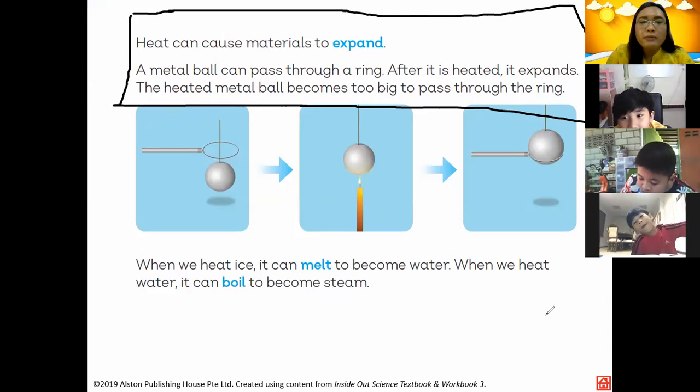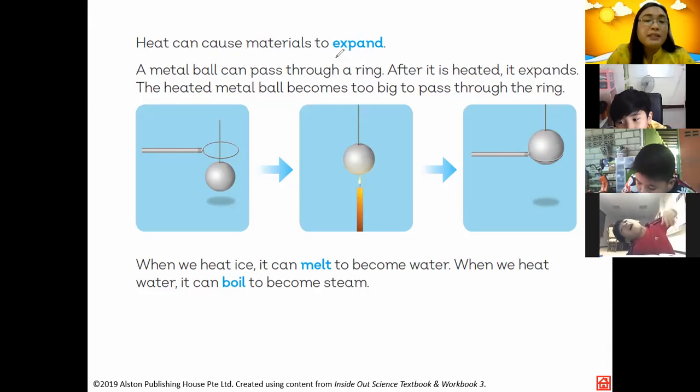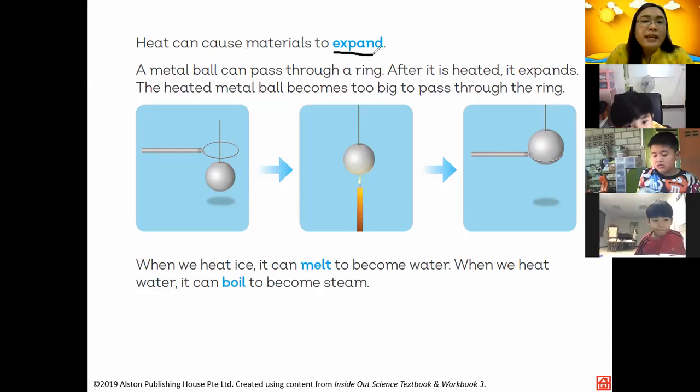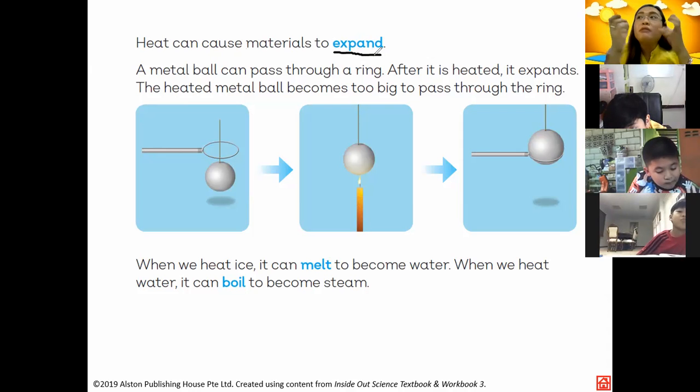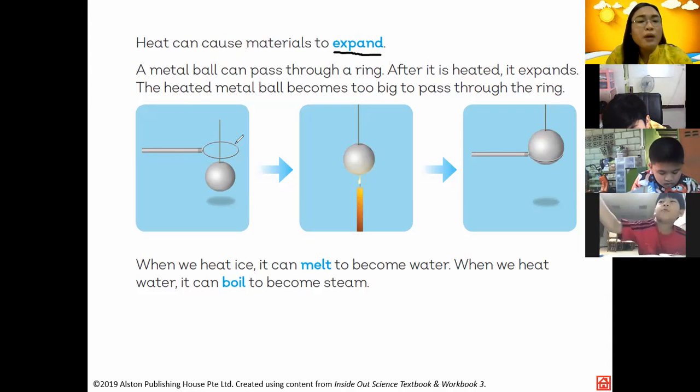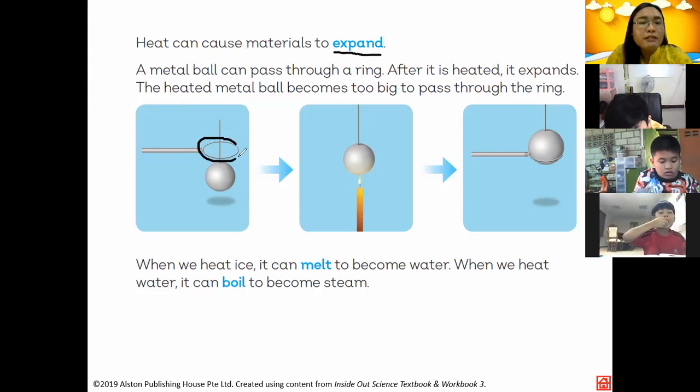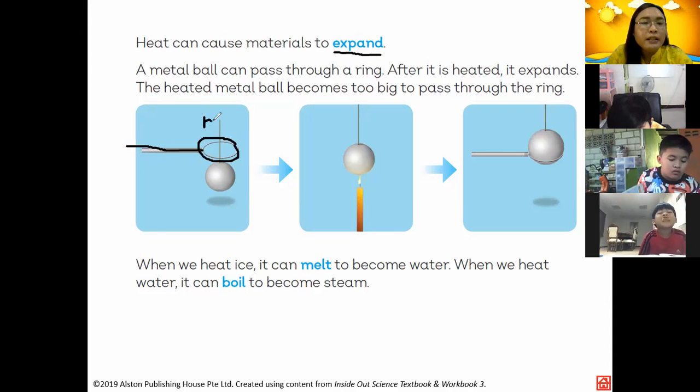I'm going to read one more time. Heat can cause materials to expand. When you say expand, it will become bigger. From small, it will become bigger. So for example, this one. This is a ring. Ring.